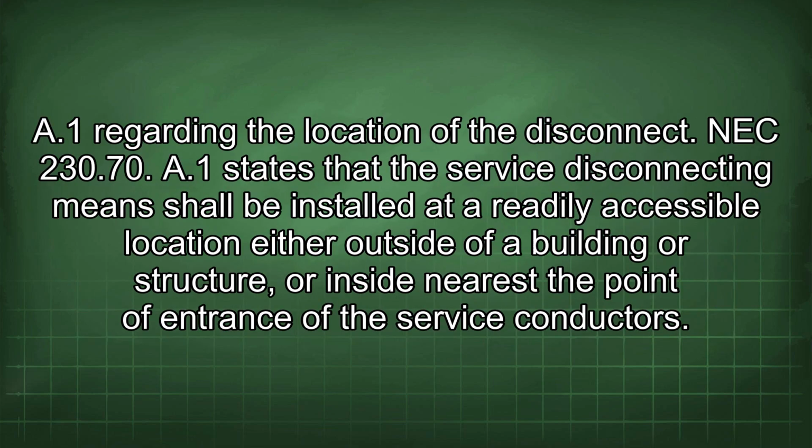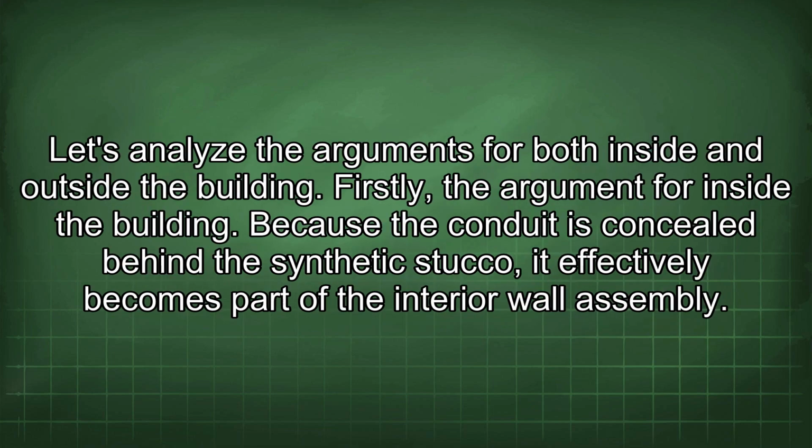NEC 230.70(A)(1) regarding the location of the disconnect states that the service disconnecting means shall be installed at a readily accessible location either outside of a building or structure or inside nearest the point of entrance of the service conductors. Let's analyze the arguments for both inside and outside the building.